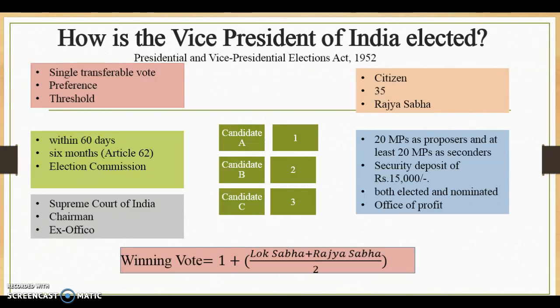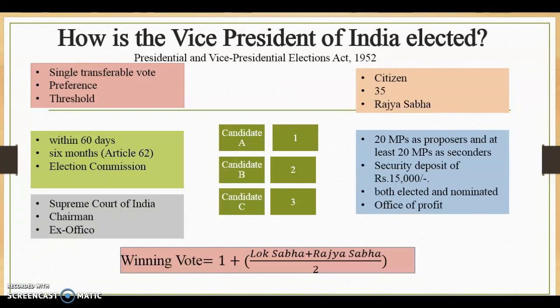So, who is eligible for election to the post of Vice President? Any citizen of India who has attained the age of 35 and who is eligible to be elected to the Parliament, either Lok Sabha or Rajya Sabha. And he should not be holding any office of profit, like he should not be a member of any legislative assembly or parliament or any public sector undertaking.